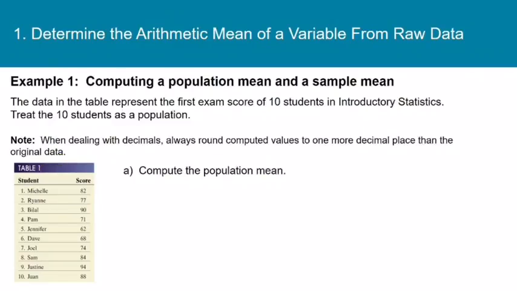Now, if it comes out whole, we can leave it whole, but if it comes out with decimals and we have to round, we will round to one more place than what the data had. This data has no decimal places, therefore our answer can have up to one decimal place. Okay, here we go, computing the population mean.